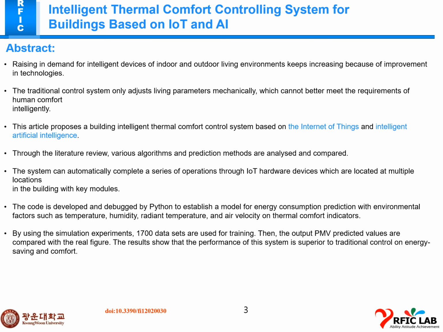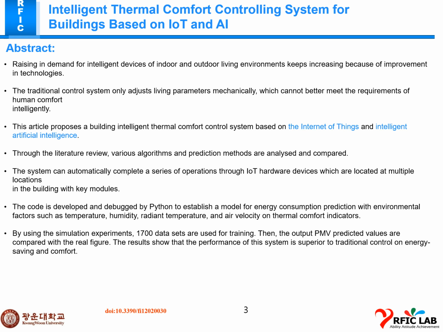And in this, the traditional control system adjusts the living parameters, which cannot meet the better requirement of human comfort intelligence. This paper is about building an intelligent thermal comfort and control system, which is based on IoT, Internet of Things, and artificial intelligence. Using IoT and AI, this system has been developed.